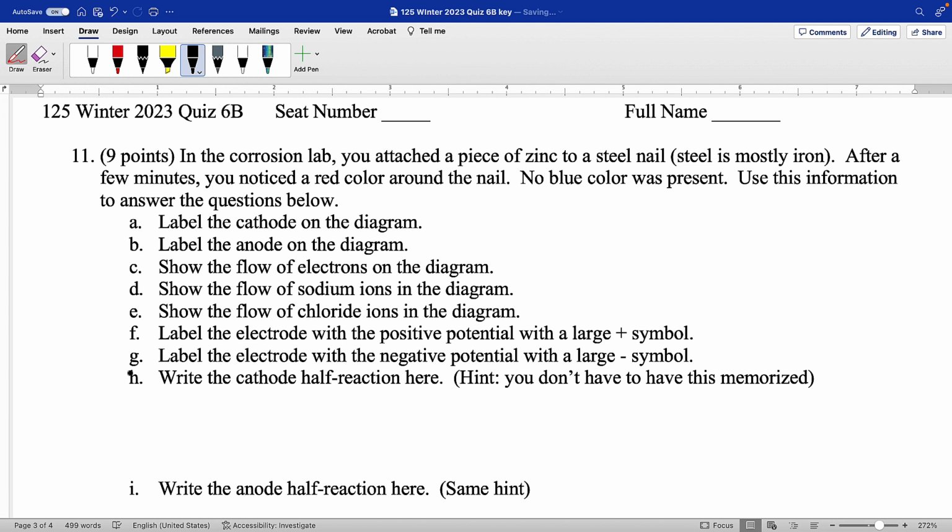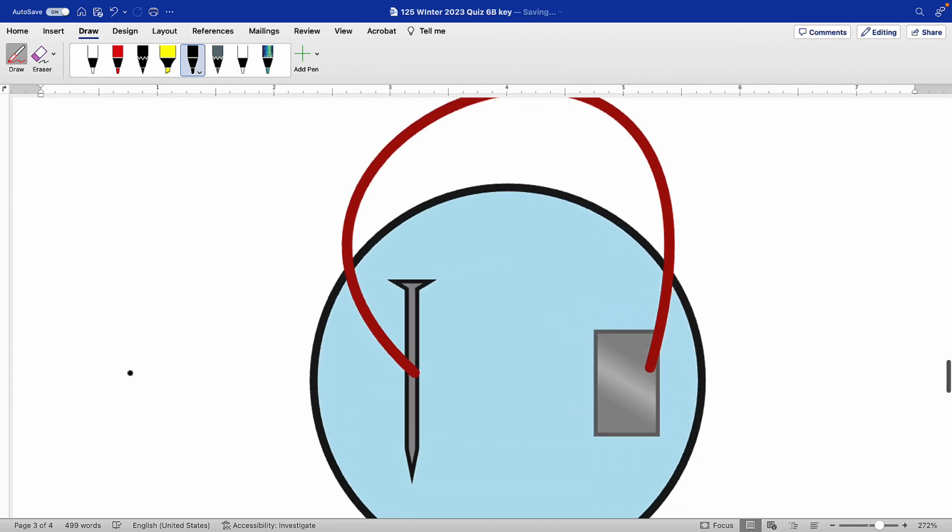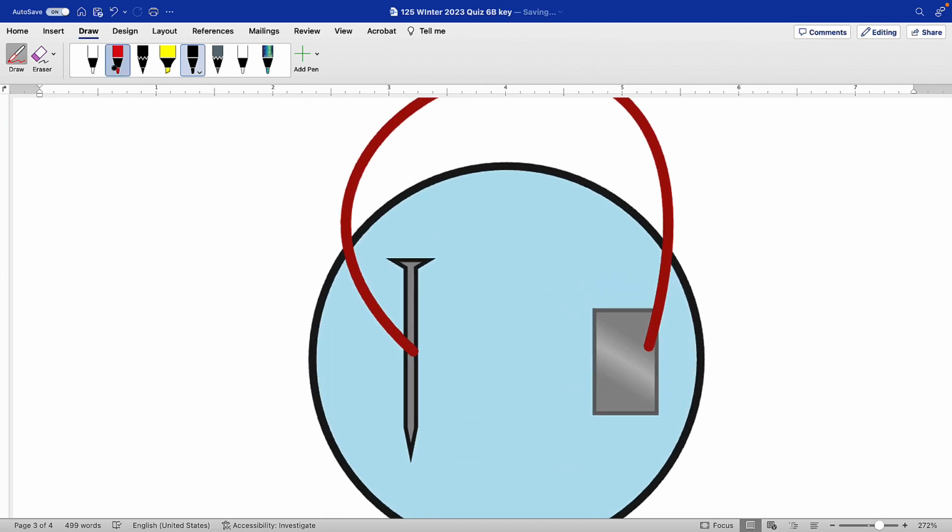Corrosion lab, you attached a piece of zinc to a steel nail. After a few minutes, you notice red color around the nail. No blue color was present. Use this information to answer the questions below. And there is a picture, so we can annotate it a little bit by having some sort of red color appear around the nail just to match our description.